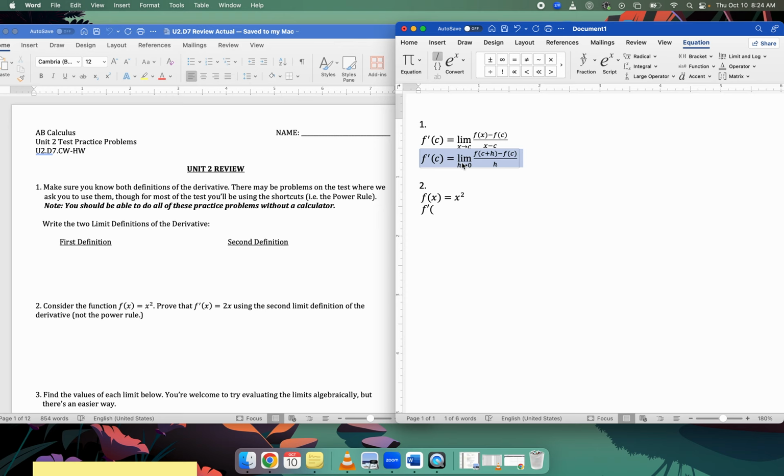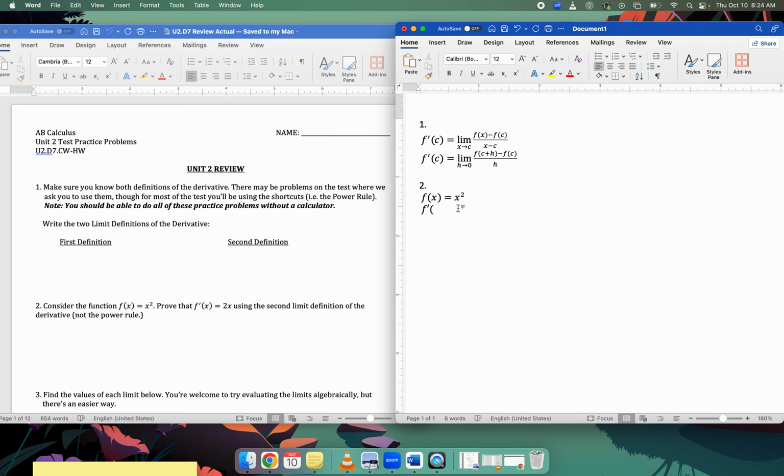So I'm not looking for the derivative at a particular point like 5 or 6. I'm looking for the derivative at x. That means instead of replacing c with a number like 5 or 6 in the second limit definition, I replace c with x. So f prime of x, that is the derivative in general, is going to be the limit as h approaches 0 of f of x plus h minus f of x all over h.